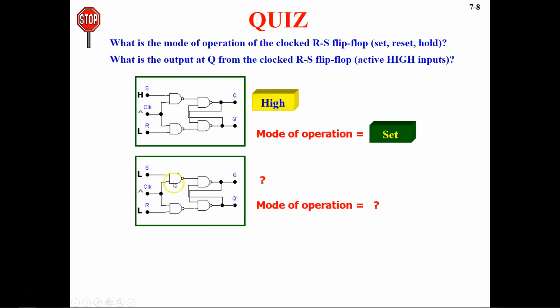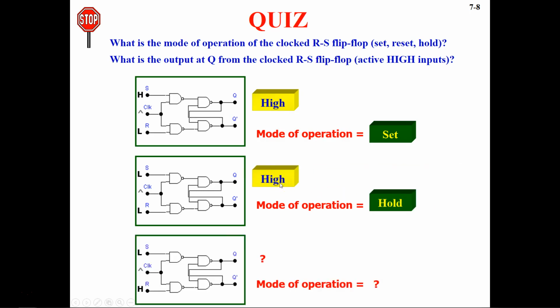Second state, when your S is low and R is low and your clock pulse is 1. This type of mode of operation is your memory state, or you can say hold operation, in which whatever your Q and Q bar had previously, it will be stored there. So this is the hold operation and Q will be high. And then the third mode of operation, when S is low and R is high, or R is 1, and clock is positive, in that case when your reset is high, then your Q is going to be 0. If Q is 0, then Q bar is going to be high. So this is a reset mode of operation and Q is going to be low. So that's why you have low here.